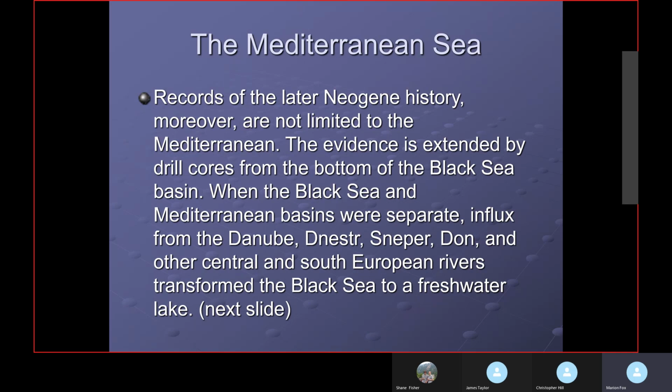"Records of the later Neogene history, moreover, are not limited to the Mediterranean." So he says this is not limited to the Mediterranean. So this ties in with how there were two of them. "The evidence is extended by drill cores from the bottom of the Black Sea basin." When the Black Sea and Mediterranean basins were separate, at one time they weren't tied together. The water didn't flow out of the Black Sea into the Mediterranean as it does now. We didn't have water flowing from the Atlantic into the Mediterranean at one time, nor from the Black Sea either. "When the Black Sea and the Mediterranean basins were separate, influx from the Danube," and he gives three other rivers "and other Central and Southern European rivers," these are the big rivers, "transformed the Black Sea to a freshwater lake." So it was made into a freshwater lake.